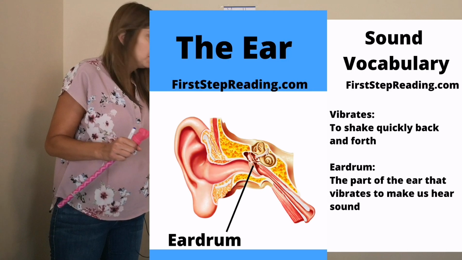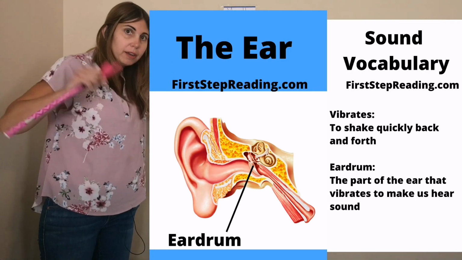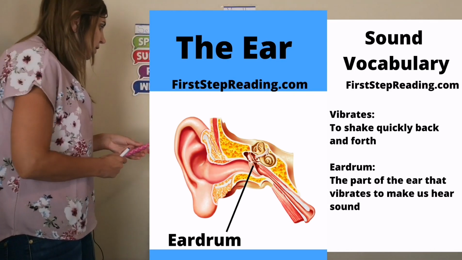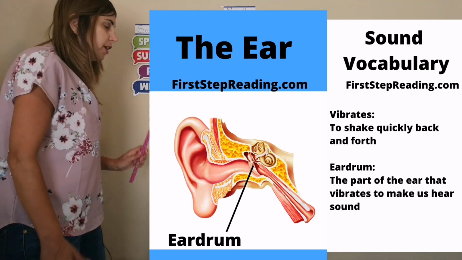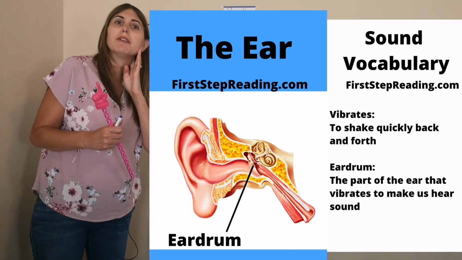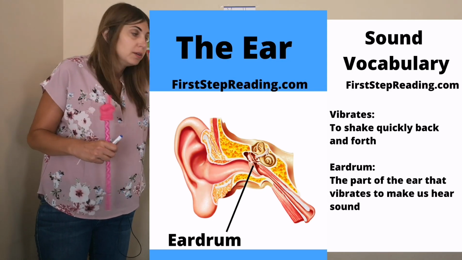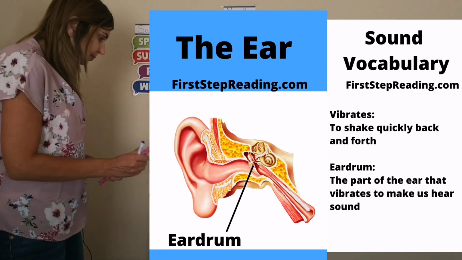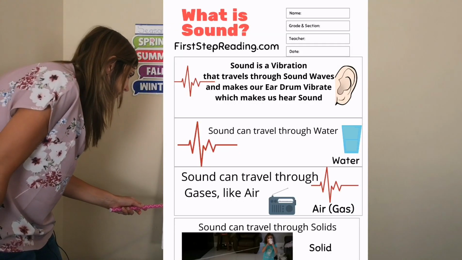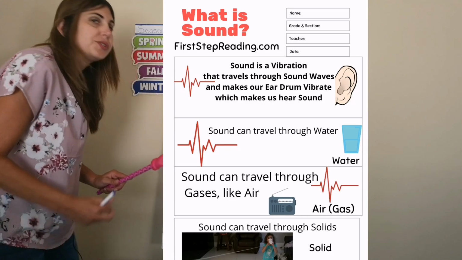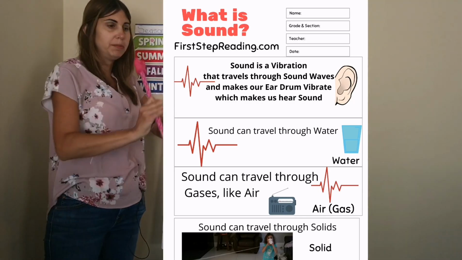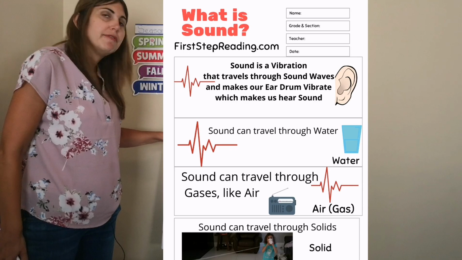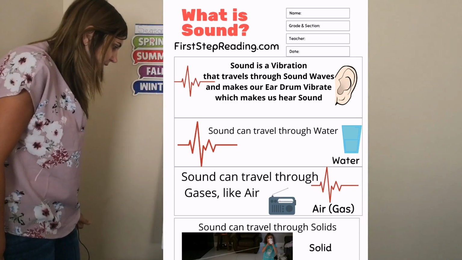And this eardrum vibrates, shakes quickly back and forth when there's sound, and that allows us to hear sound. So this is our eardrum. It's the part of our ear that separates the front and the back of our ear, and it vibrates, moves up and down really fast, so we hear sound. So sound is a vibration that travels through sound waves. We can't see them, but they travel in waves to our eardrum and vibrate our eardrum so we hear sound.